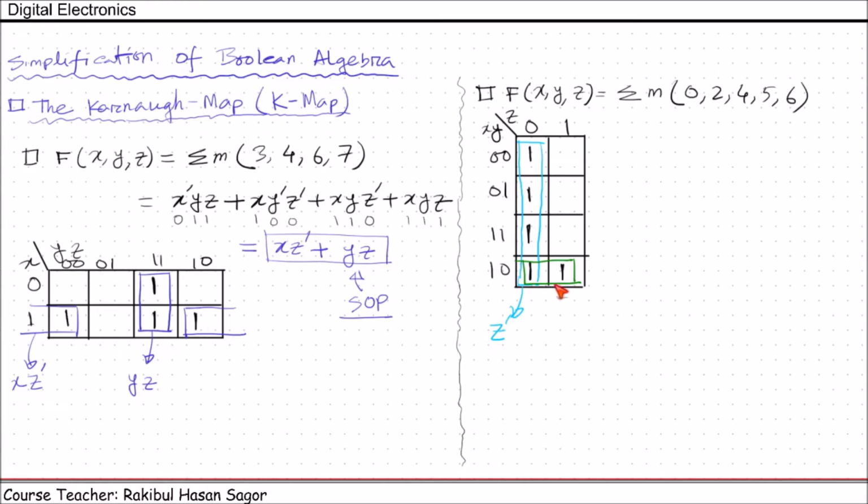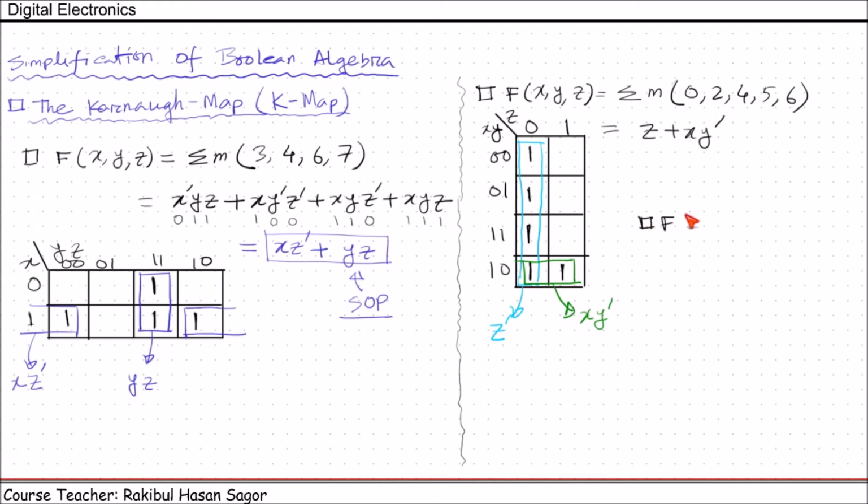And the name of this green box is, this is true for x equal to 1, y equal to 0. So we'll write x, y prime. And this is true for z equal to 0, z equal to 1, ignore z. So the simplified version of this function in sum of product form becomes z prime plus x, y prime.